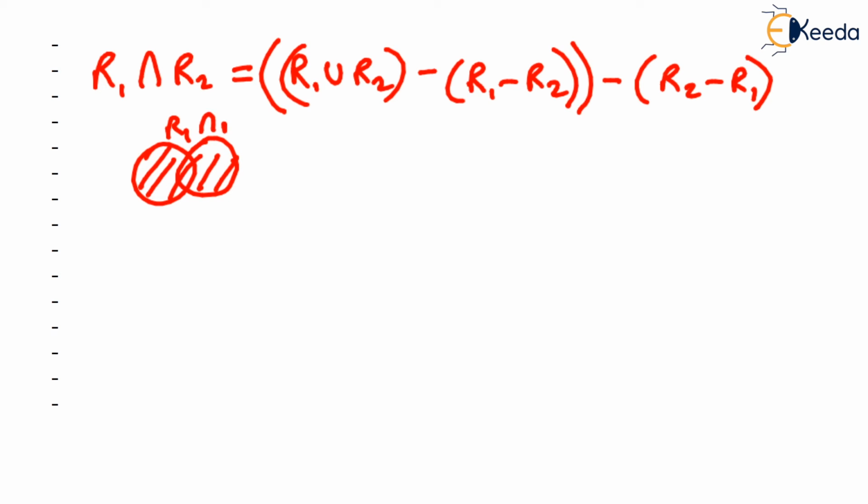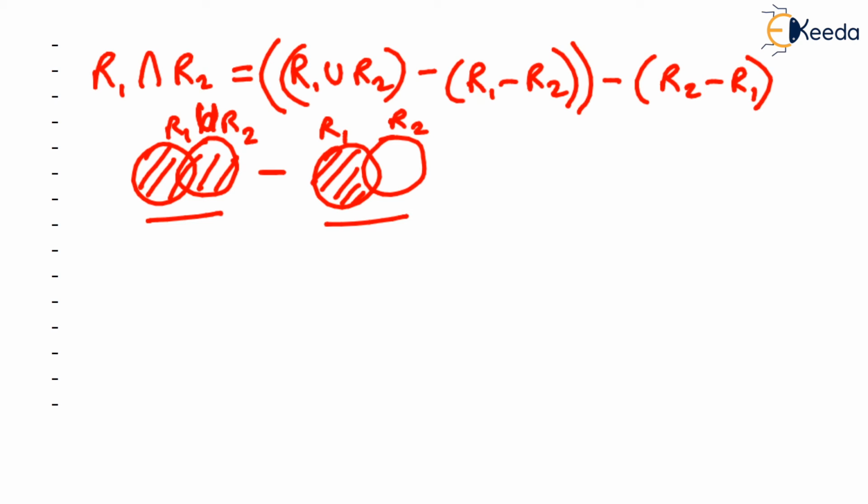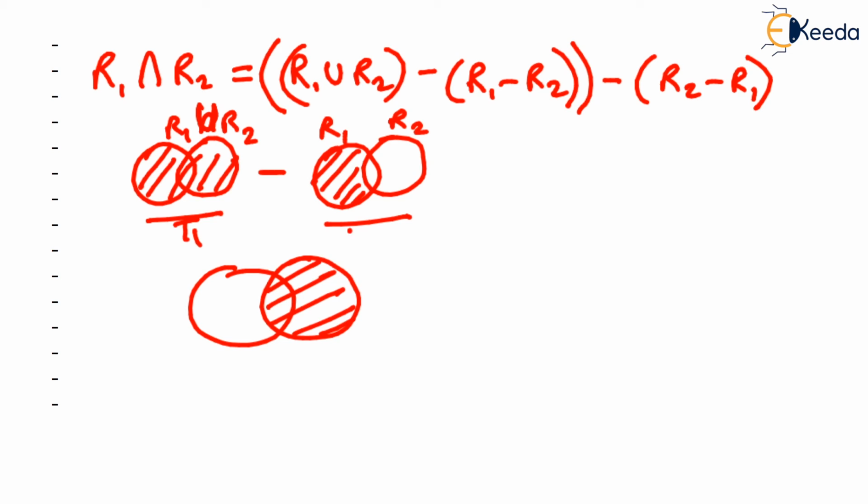Where R1 union R2 will be this entire thing. R1 union R2, and R1 minus R2 will be this region. If you subtract this, you are going to get whatever is there in R1 union R2 but not there in R1 minus R2. And that region will be this: this is T1, this is T2, this is T1 minus T2. I hope you have understood.